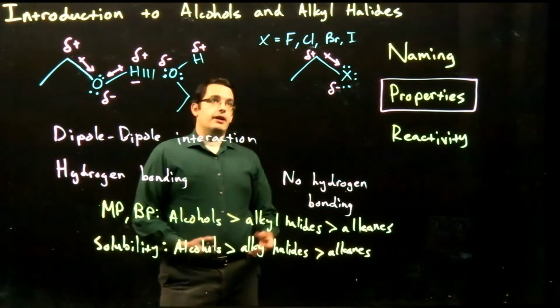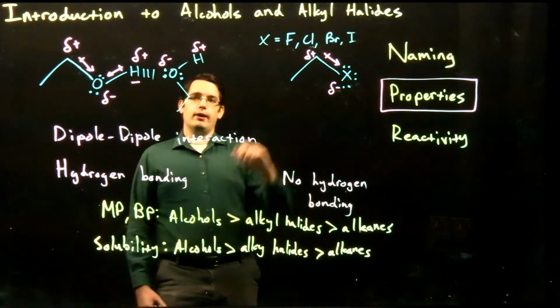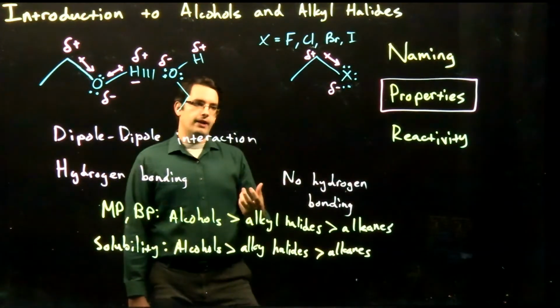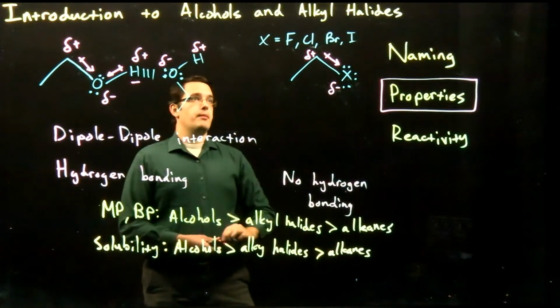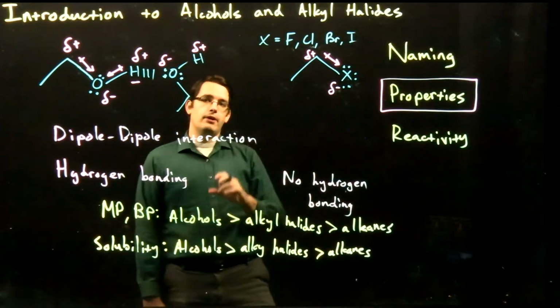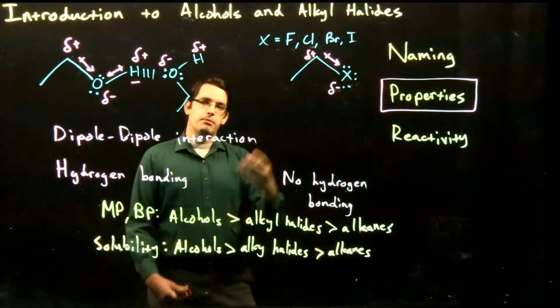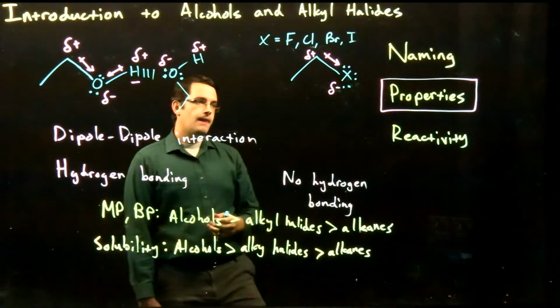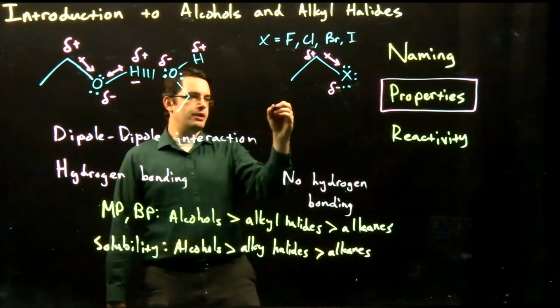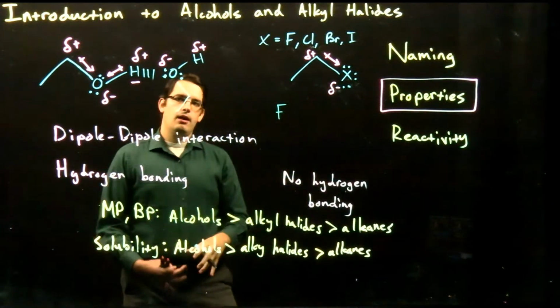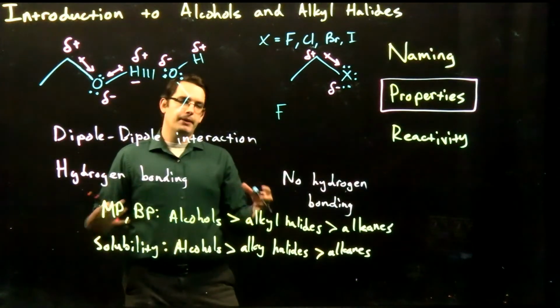One final factor that we can consider for our alkyl halides is the impact of our different halogens. Remember our halogens: we start with fluorine at the top of the periodic table, followed by chlorine, bromine, and iodine, moving down the periodic table. One of the things you should remember from general chemistry is that as we move down the periodic table, our atoms get progressively bigger.